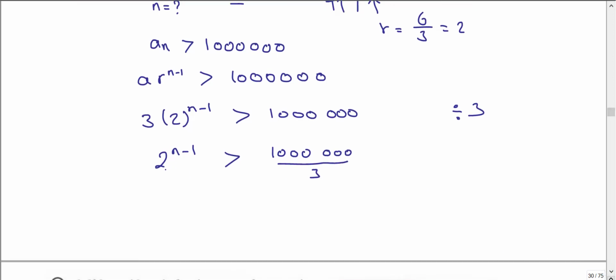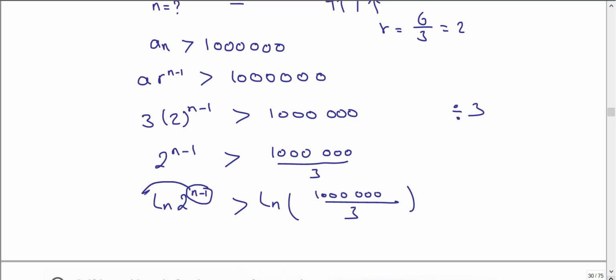And then we need to bring this down. I want n. So what to do? You can take ln of both sides. We learned how to take ln before, right? So you take ln of this and ln of the 1 million divided by 3. What will happen is that this power will go down like this. So (n minus 1) times ln 2 is greater than ln of this big thing.